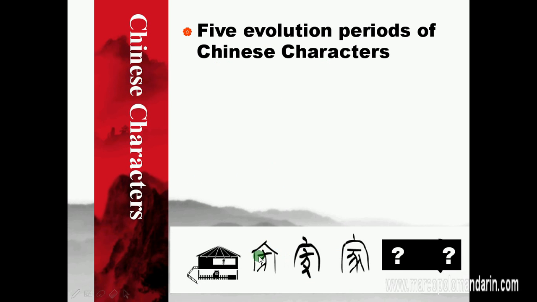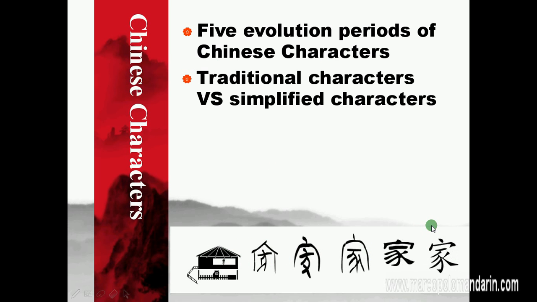Okay, so first, I would like to introduce you the 5 evolution periods of the Chinese characters, like this one. This is the first generation. It's from this picture. After that, it turned to this, and let's see how it looks in modern Chinese characters. It's like this: 家, which means a family or a home. After that, I would like to introduce you the traditional characters and the simplified characters.